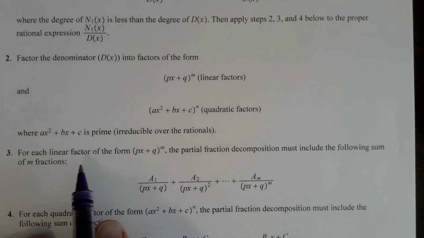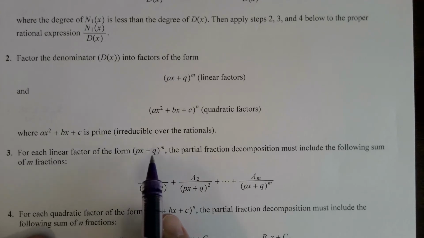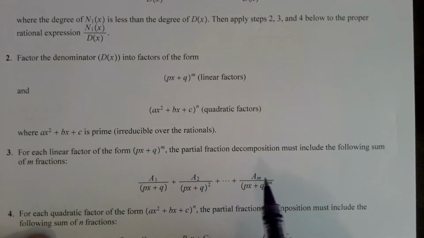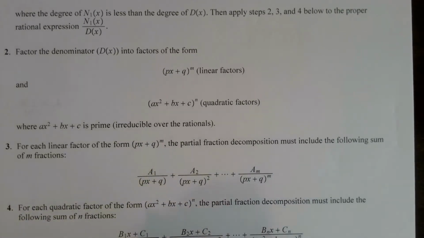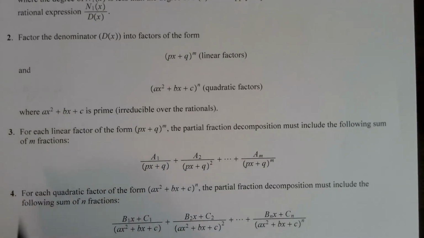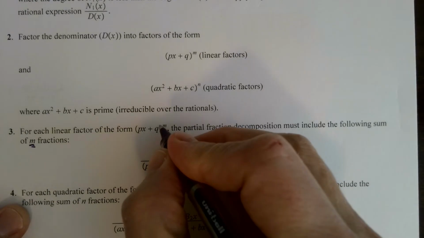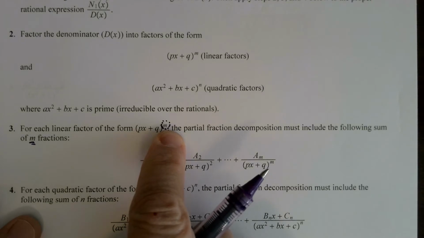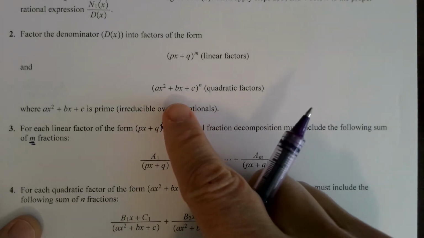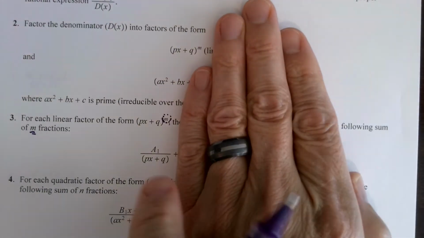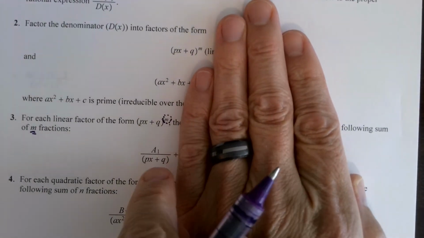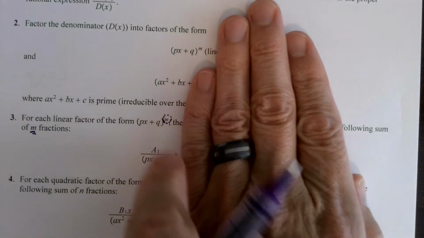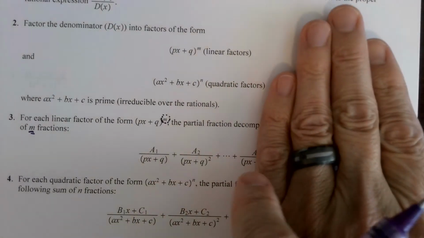Okay, so for each linear factor of the form px plus q to the m power, the partial fraction decomposition must include the following sum of m fractions. So notice the number of fractions is associated with that exponent. So whatever that exponent is, if there's just one linear factor, there's just going to be one fraction in contribution to our partial fraction decomposition. If the linear factor is being squared, then there'll be 2. If it's cubed, there'll be 3, and so on.